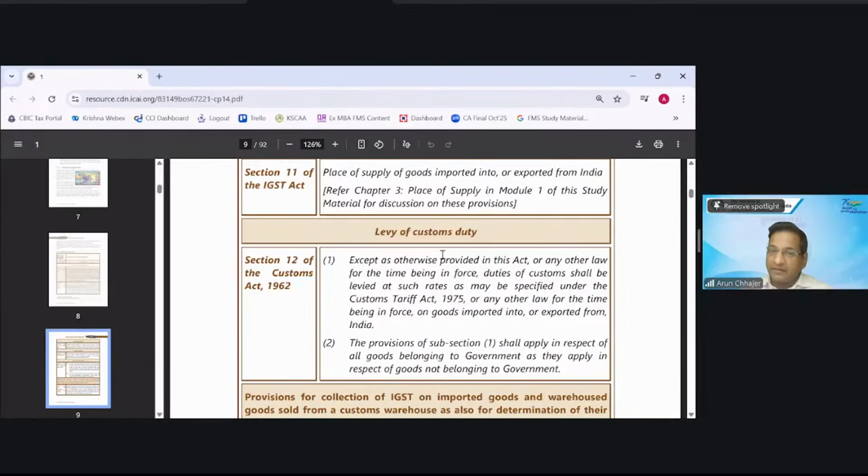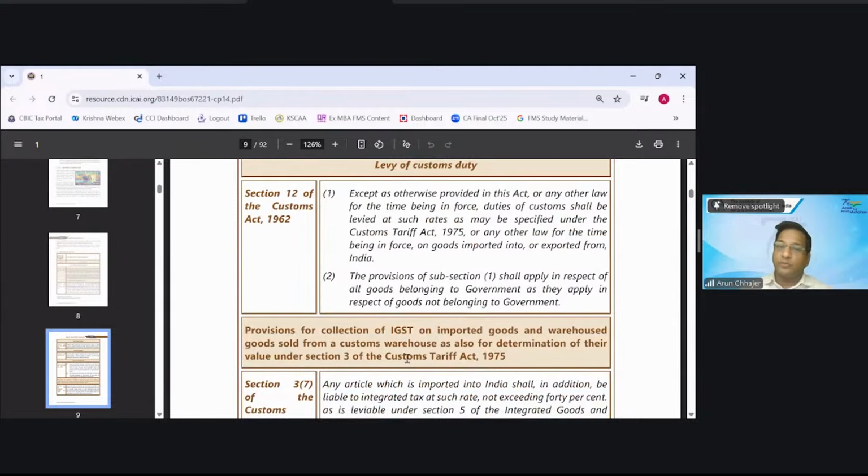Levy of the custom. Let's read Section 12 of the Custom Act. Except as otherwise provided in this Act or any other law for the time being in force, duties of the custom shall be levied at such rate as may be specified under the Custom Tariff Act or any other law for the time being in force on goods imported or exported. The provision shall apply in respect of goods belonging to the government as they apply to goods not belonging to the government.